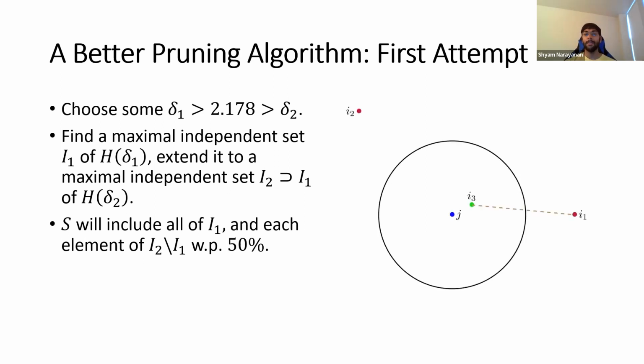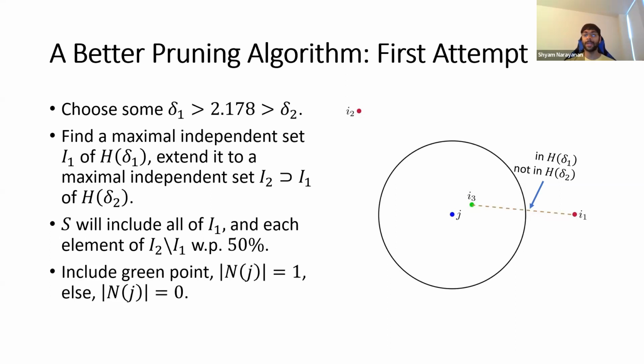As an example, maybe we have I1 and I2. They were both in the original maximal independent set I1. And maybe I3 is connected to I1 in H of delta 1, but it's not connected in H of delta 2. Because of this, we can make I3 part of I2, and with 50% probability, we will include I3 as part of S. The reason this is nice is that with 50% probability, the size of N of j is actually equal to 1, whereas otherwise the size of N of j will be 0, which is not good, but 50% of the time we will be in good shape.